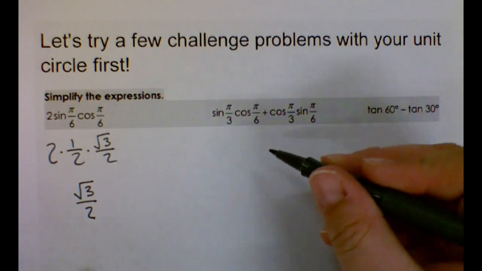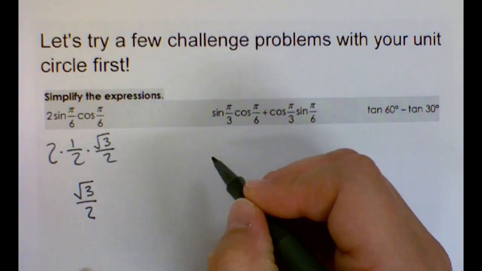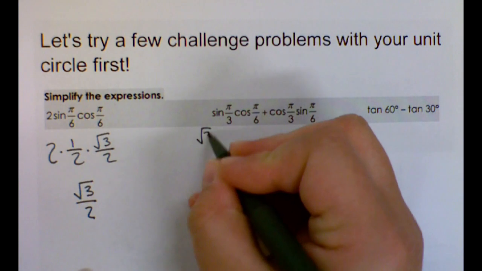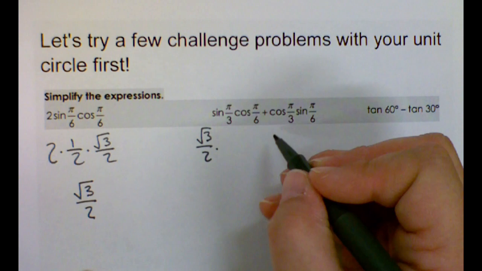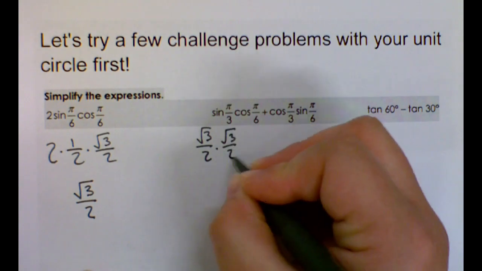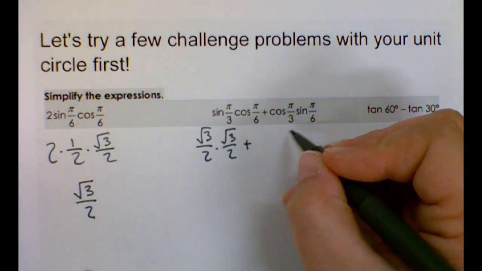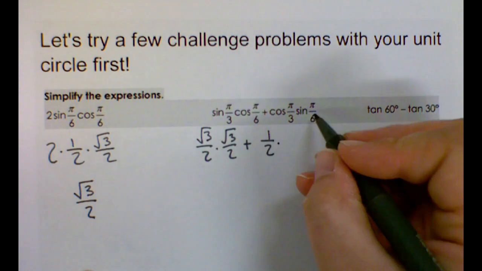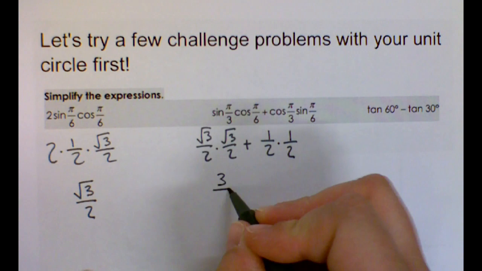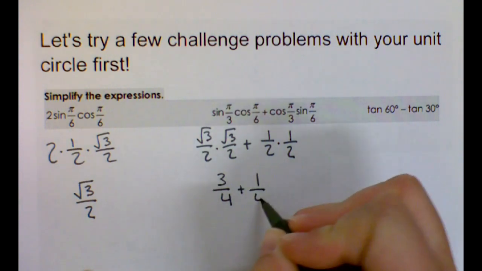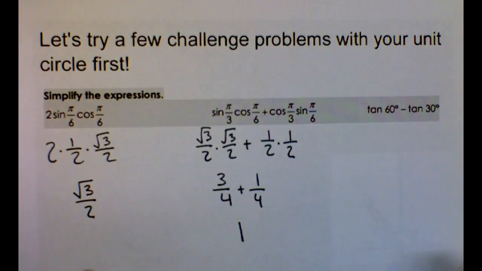For the second one, the sine of pi over 3 is square root 3 over 2. The cosine of pi over 6 is square root 3 over 2. Cosine of pi over 3 is 1/2. The sine of pi over 6 is 1/2. I get 3 over 4 plus 1 over 4, which is just 1.